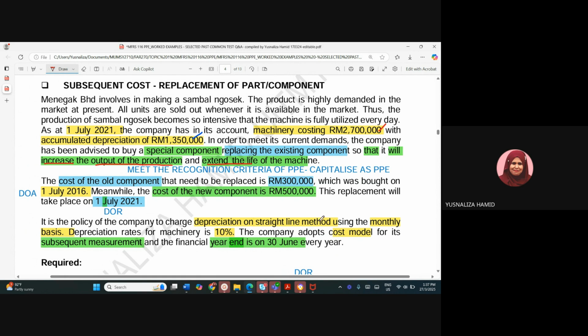It is the company policy to charge depreciation on the straight line method using a monthly basis. And the depreciation rate for the machine is 10%. So 10% on cost here refers to 10% on cost minus residual value, right? Okay, recall your depreciation that you have learned before. This would be 10% on cost minus RV. RV is residual value. This one is the straight line method. Right. The company adopts the cost model. Cost model means that they do not revalue the asset. They just record the asset at cost and reduce it with the accumulated depreciation. And take note, the year end of the company is on 30th June, not 31st December, but 30th June.